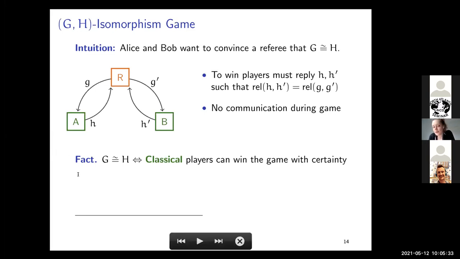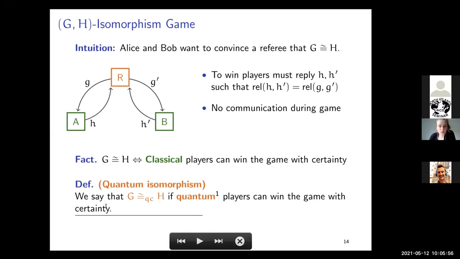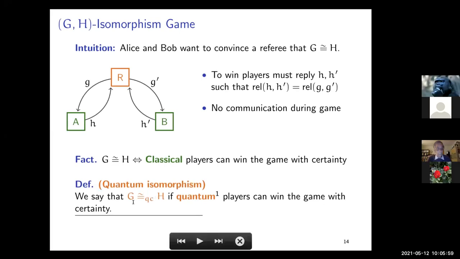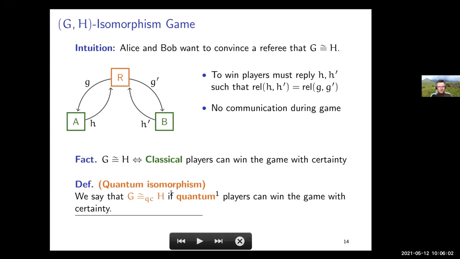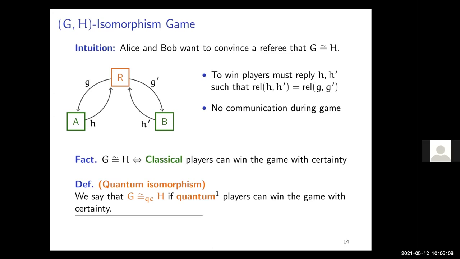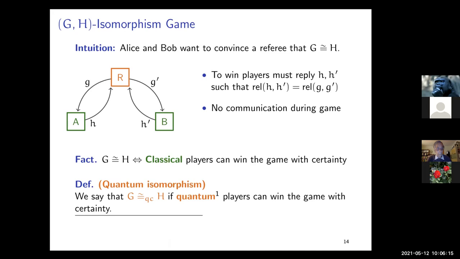So we discussed that if the graphs are isomorphic, it's easy to win this game. And when I say win, to be concise, I will always mean with certainty. There exists a strategy that wins with certainty, irrespective of which G and G prime are being asked. So then we define quantum isomorphism, and we denote it with this congruence sub QC symbol, if there exists a quantum strategy that allows the players to win with certainty. Just like remember in this magic square, I said that there's a quantum strategy that allows Alice and Bob to always answer so that the parity and consistency conditions are satisfied.